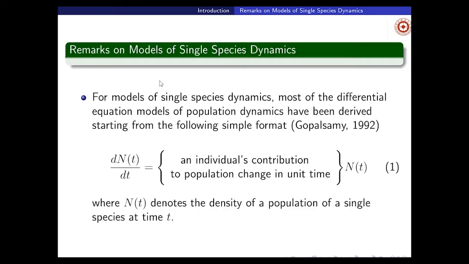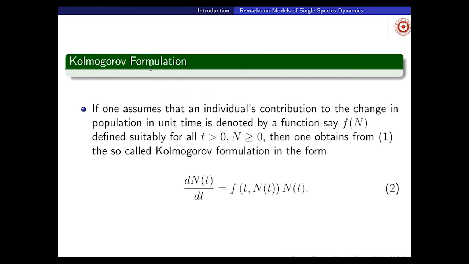Remarks on models of single-species dynamics. For models of single-species dynamics, most of the differential equation models of population dynamics have been derived starting from the following simple format. Kolmogorov formulation: if one assumes that an individual's contribution to the change in population in unit time is denoted by a function f of n, defined suitably for all t greater than 0, n greater than or equal to 0, then one obtains the so-called Kolmogorov formulation in this form.